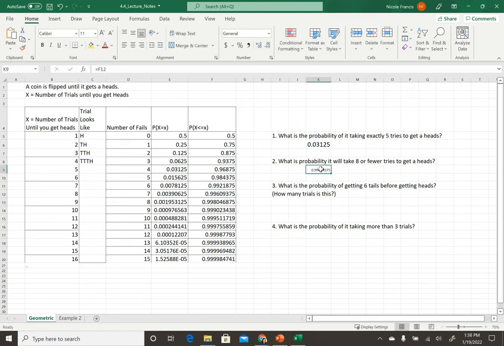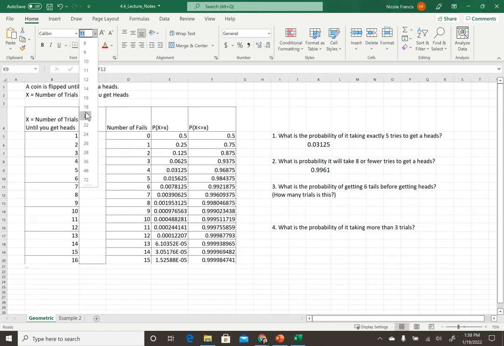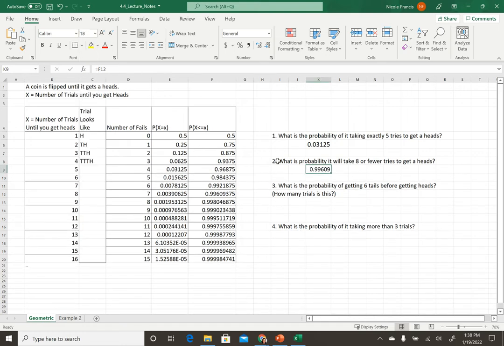And that probability, why is this so small? I don't know. Let's fix it. So the probability of taking 8 or fewer tries is like 99.6%. If you think about it, if you flip a coin 8 times, you're probably going to get a head in there, right? Certainly. What is the probability of getting 6 tails before getting a heads?